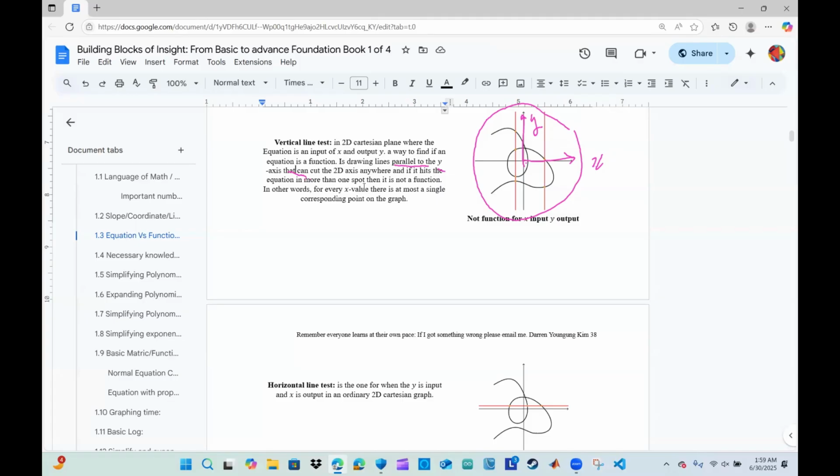Lines that can cut the 2D axis anywhere. And if a line hits the equation in more than one spot, then it is not a function. In other words, for every x value, there is at most a single corresponding point on the graph. I can see this one hits here, here, here, here. If you see those little circles, you can barely see them, but they're painful to do in LaTeX. I figured out it's just intersection, but I got it running in the end.